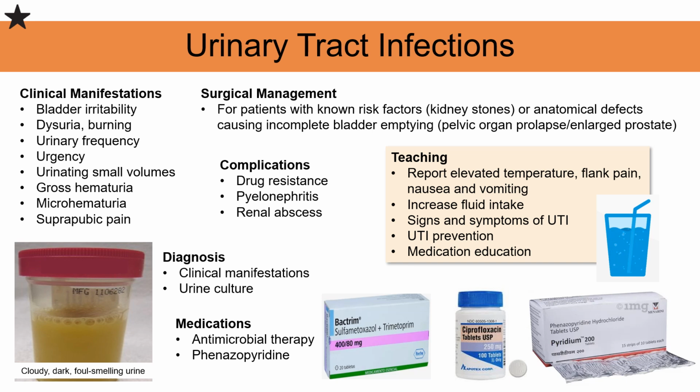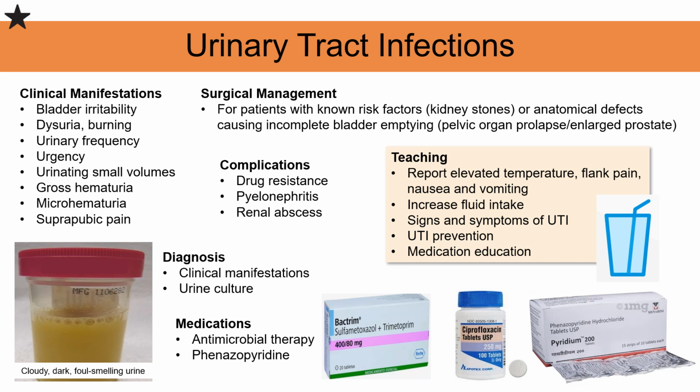Treatment-wise, UTI is an infection, and if it's caused by a bacteria, then antibiotics are appropriate. So medication is the first line of treatment, and that's going to be antibiotics. The choice of antibiotic is going to depend on the urine culture. Typically the patient will get started on some type of antibiotic, and then once the culture comes back, they may change it to whatever antibiotic is best for that specific organism.